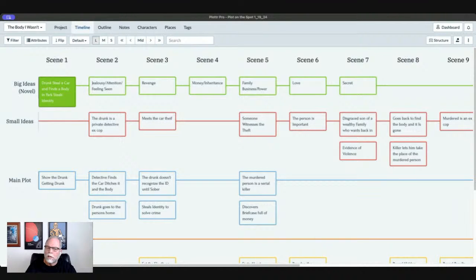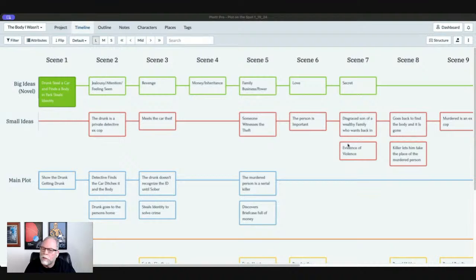Same thing, using the scene card numbers. So number 2 is jealousy, feeling seen, attention. Number 3 is revenge. Number 4 is money or an inheritance. Number 5 is family business, power. Number 6 is love. And number 7 is some kind of secret. So let's vote between those.